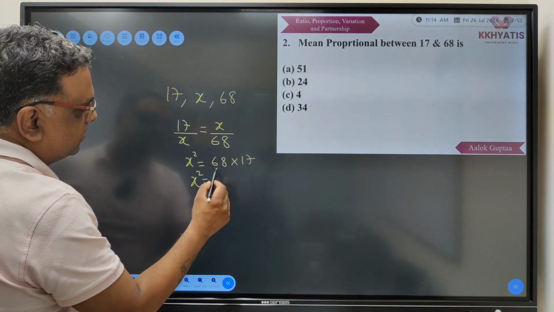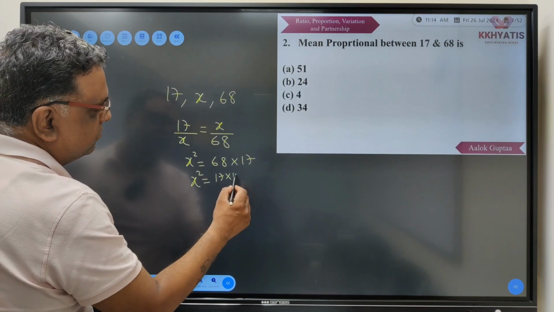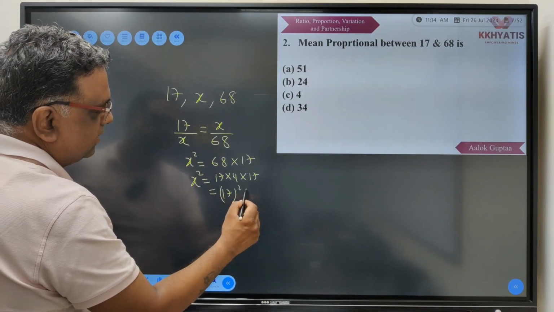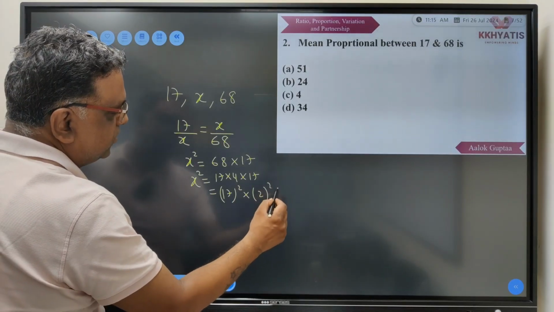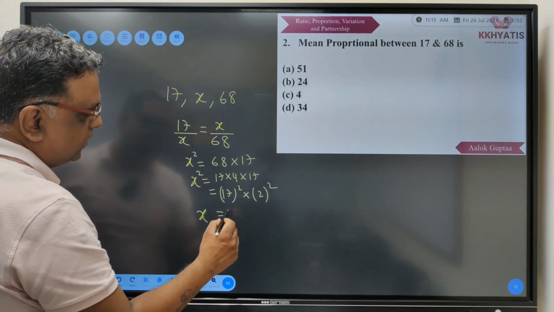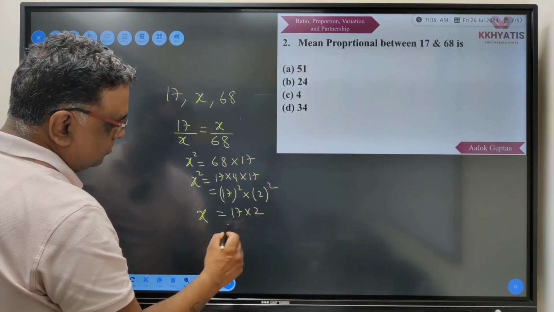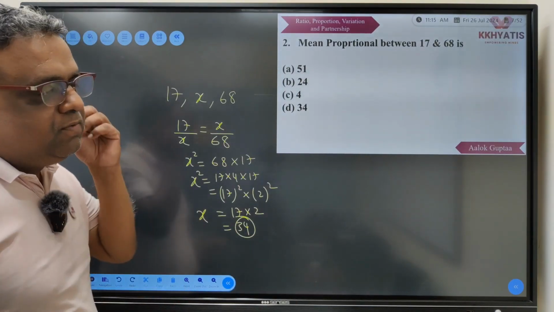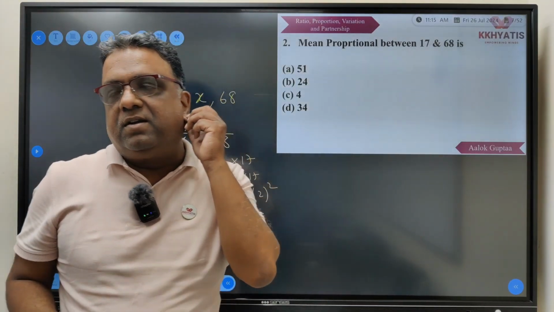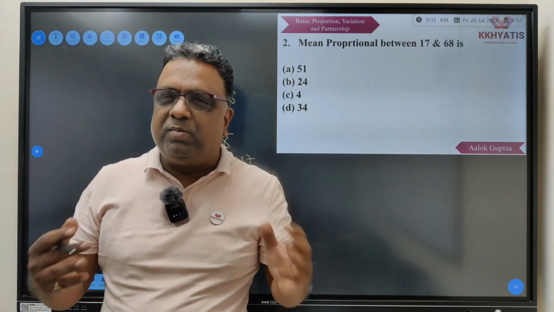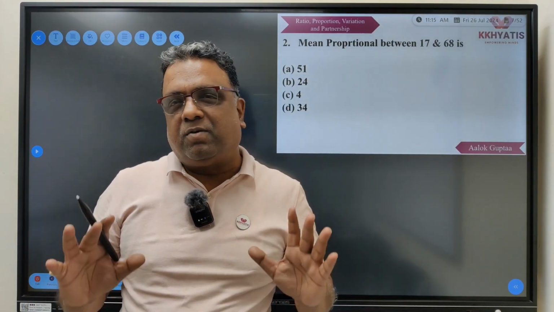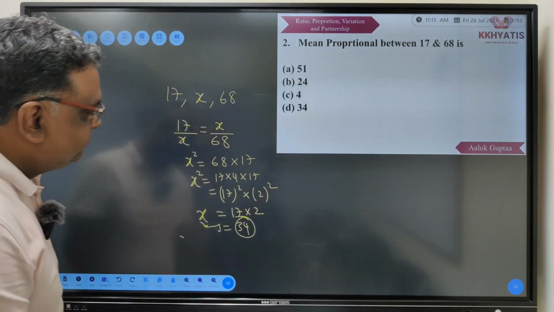So x square will become 68 into 17. I can write 68 as 17 into 4. So this will become 17 square, and 4 I can write as 2 square. So if I take the square root, 17 into 2, 34. Normally when we find quantities in ratios and proportions, we would find the positive quantities. Negative quantities are often ignored. Okay.